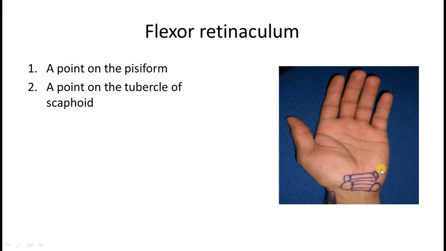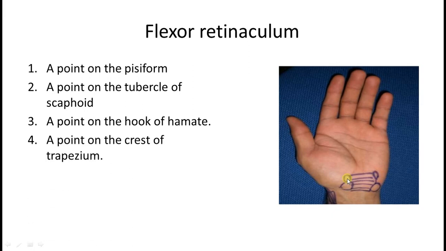Next, you keep a point on the hook of hamate, and then a point on the crest of the trapezium. You draw a curved line with the concavity downwards or convexity upwards. So 4 points. Either way, you can mark the points first medially, the pisiform and hook of hamate, and laterally the tubercle of scaphoid and the crest of trapezium.